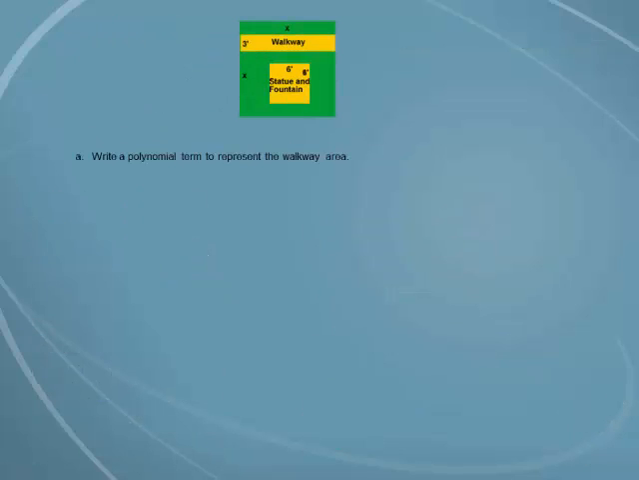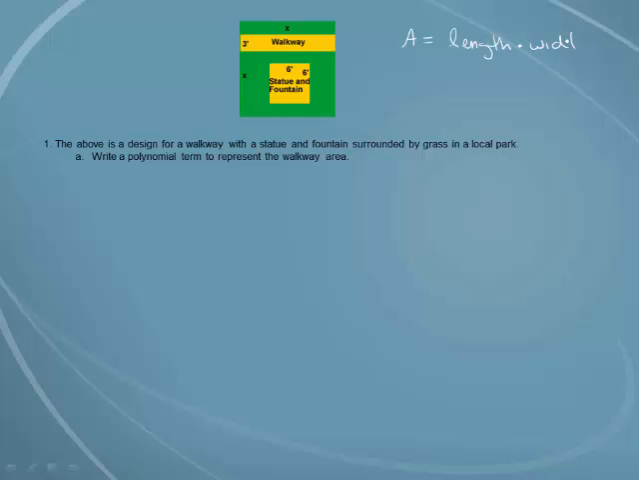Okay, we have a walkway with a statue and a fountain surrounded by grass at a local park. So we're going to write a polynomial term to represent the walkway area. Area is equal to length times width. Our length is x, and our width is 3. So we have x times 3, or 3x.